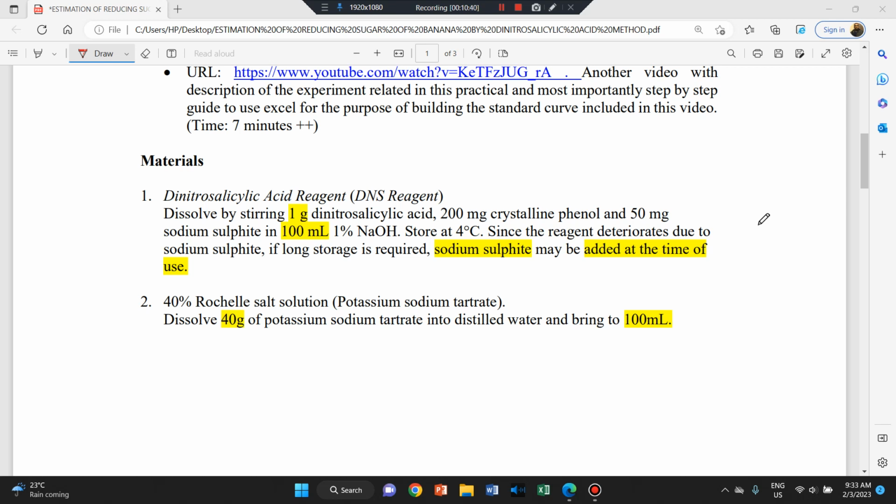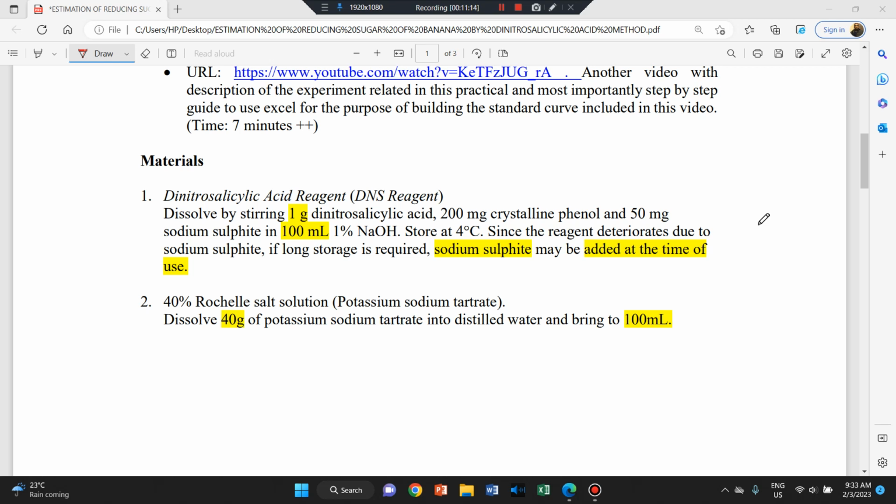And then the next one is 200 milligram of crystalline phenol, as well as 50 milligram of sodium sulfide. And then you take all these three materials and mix them with 1% NaOH. That means this 1% NaOH, which is volume over volume. I hope you know what is the meaning of percentage of volume over volume, or weight over volume. So this one is, I'm sorry, 1% weight over volume.